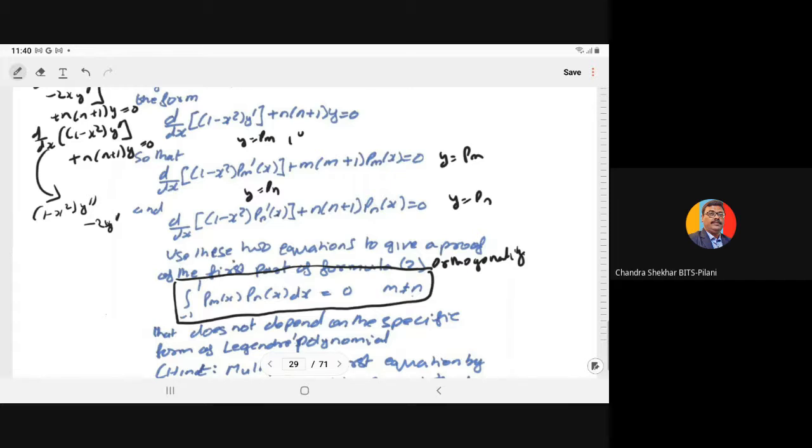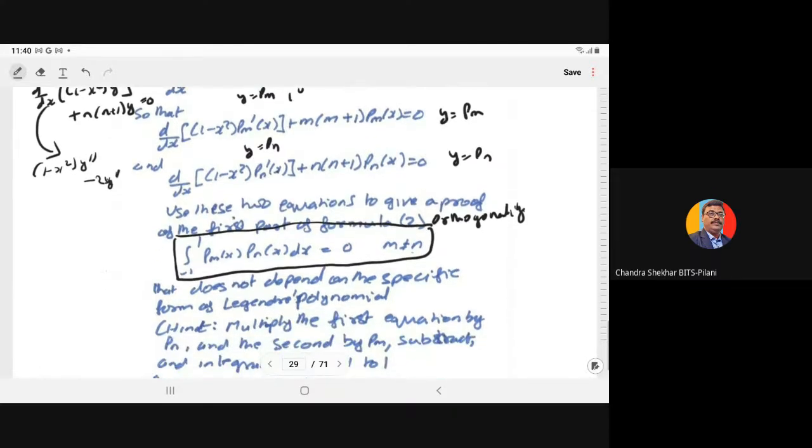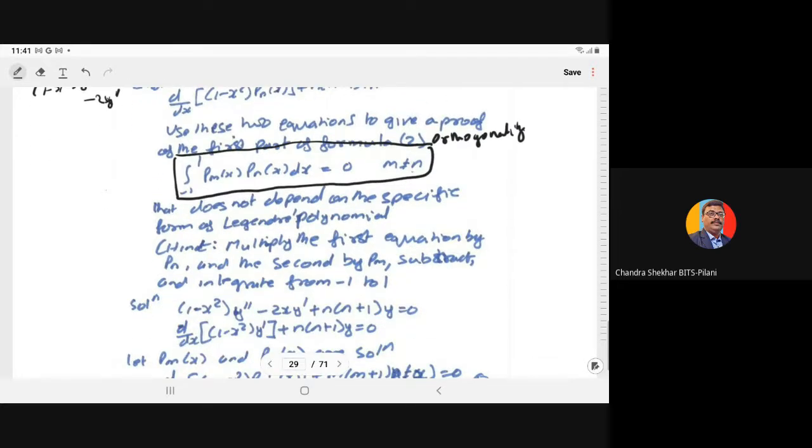So here we have the two equations, right? Simple equation, Legendre equation. We are saying that Pm and Pn are the solutions of those equations. Now you have to prove the first part of the orthogonality: the integral from -1 to 1 of Pm Pn dx is equal to 0 when m is not equal to n. That does not depend on the specific form of the Legendre polynomial. They are saying that it is independent of the value of m and n. m may be smaller than n, n may be smaller than m.